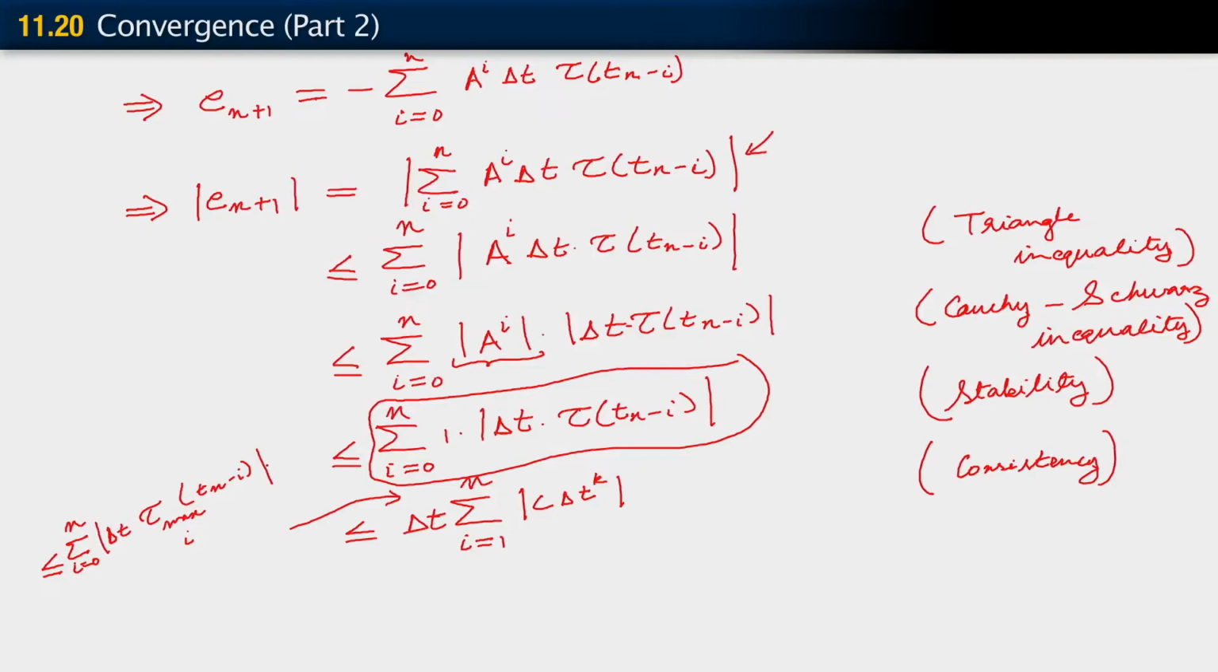Right? One could take that step, which is to say that, well, since you have a different value of tau for each time step, let's consider the maximum over all i. But then we know that that maximum has to be bounded from above by c delta t to the power k, because we have consistency. So then we get to this step that I have here.